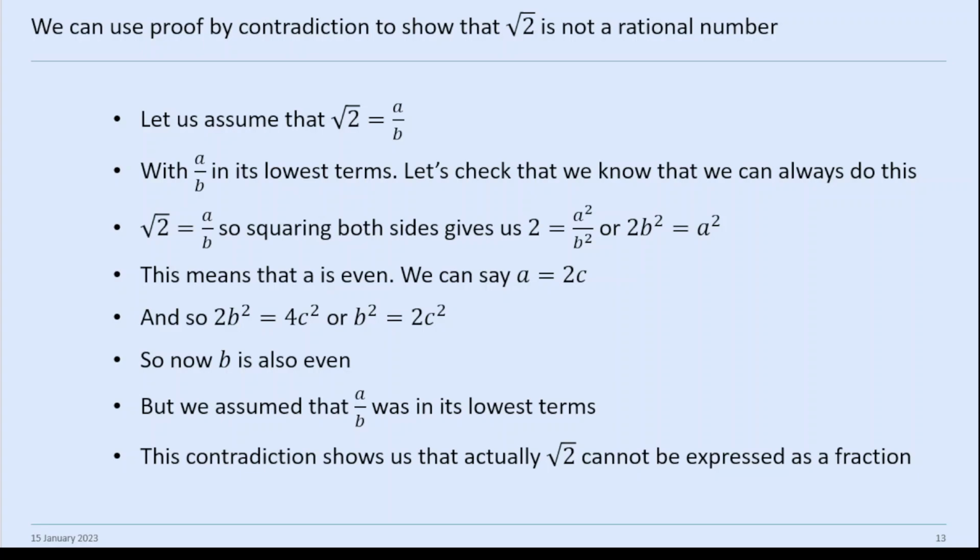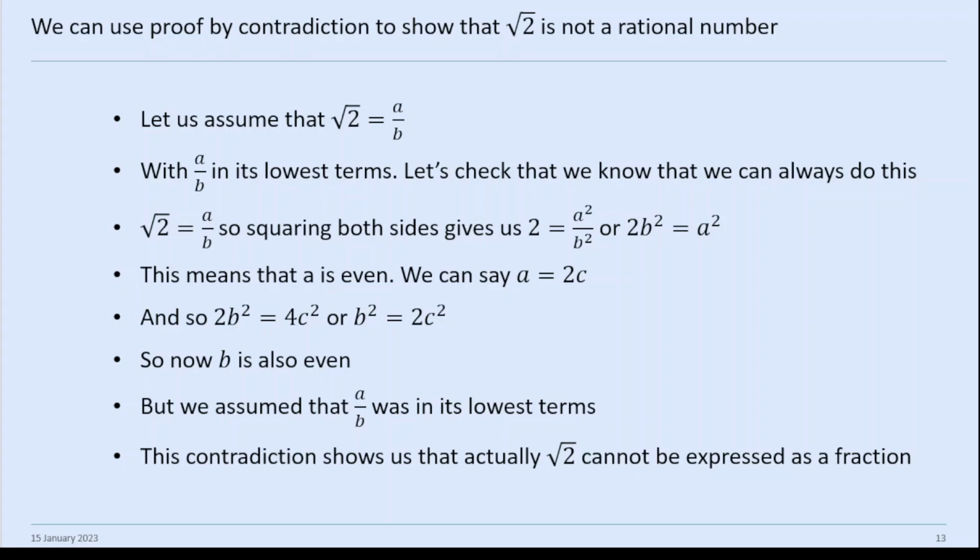So we're going to assume that root 2 can be expressed as a over b, where a and b are both whole numbers. Then we're going to express a over b in its lowest terms. Now let's check in our minds that we know how we can always do this, because the way we do this is we express both a and b in terms of their prime factors, and then we cancel out any common factors, and we cancel down to a fraction in its lowest terms. So a over b is in its lowest terms.